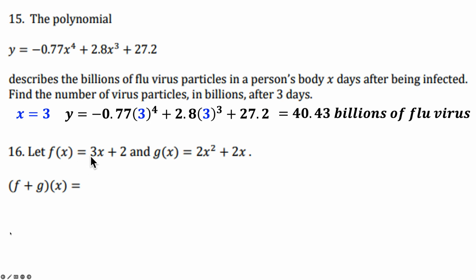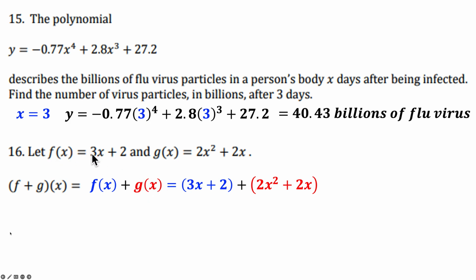16, we're going to let f of x equal 3x plus 2, g of x equals 2x squared plus 2x. Find f plus g of x. This notation should be separated to f of x plus g of x.